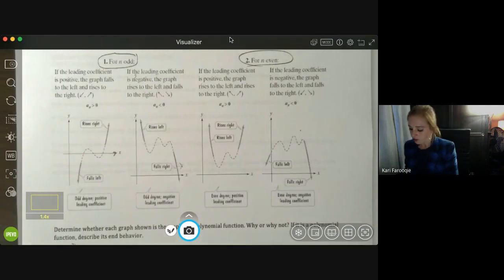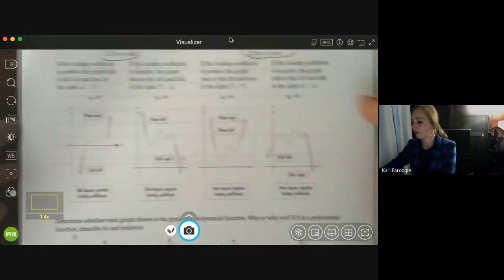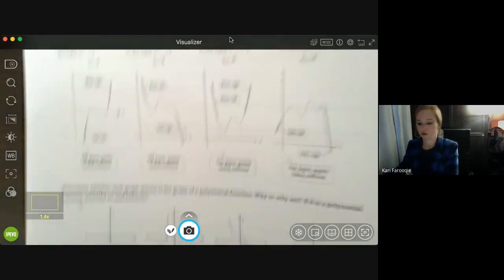So what we're going to do now for number 3 is determine whether each graph shown is the graph of a polynomial function. Why or why not? And if it is a polynomial, describe its end behavior. Before I do that, does anyone have a question about end behavior, about what we just looked at here with these graphs and these different cases? Okay. Wonderful.